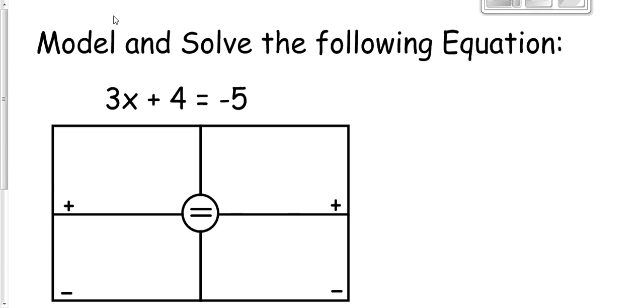Okay, at this point, you should stop the video, model and solve the following equation. When you've finished, turn the video back on, and the next few screens will show you the steps for modeling and solving this equation. So try one right now with this guided video so that you can determine if you've understood what's going on.